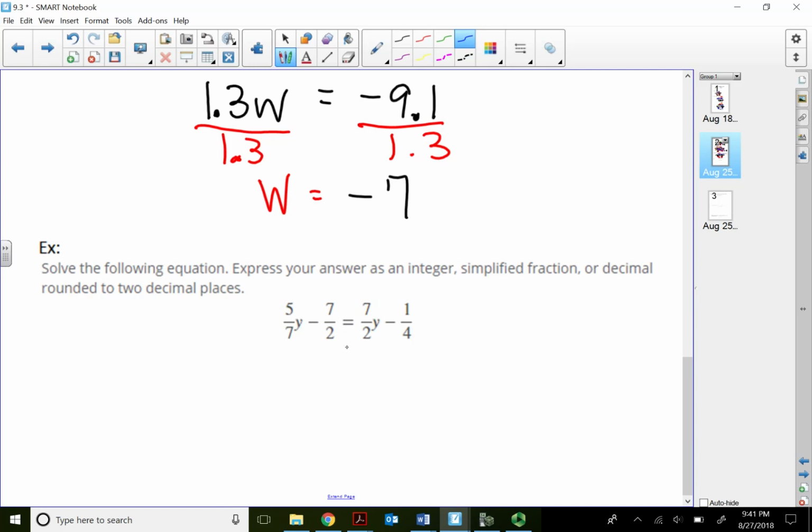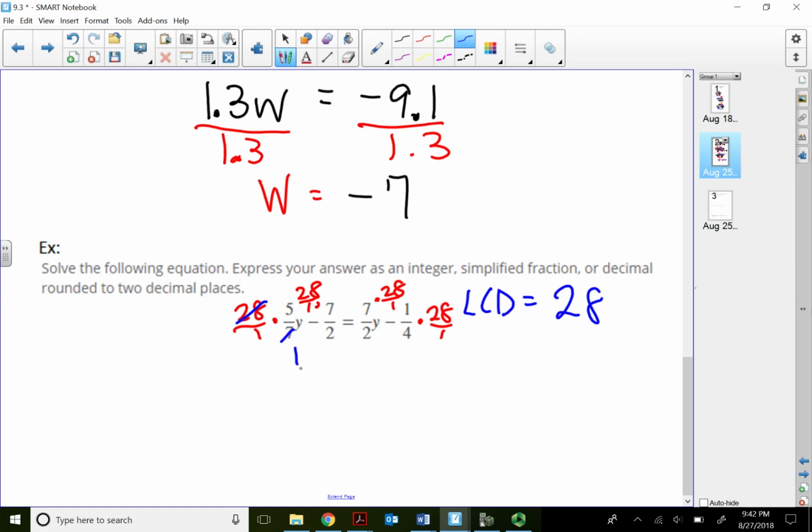So the LCD between 7, 2, and 4. What do you think? 7, 2, and 4. Well, just do two at a time. Between 2 and 4, the LCD has to be 4. So between 7 and 4, it has to be 28. So what I'm going to do is multiply every term by 28. Remember, it's the process that I want you to see. When you multiply by the LCD 28, it instantly puts the 28 on the numerator. So the 28 on the numerator can reduce with the denominator, so the denominator becomes 1.